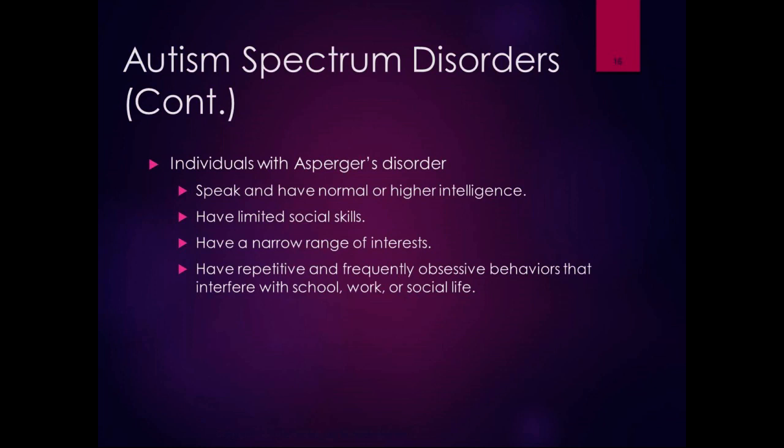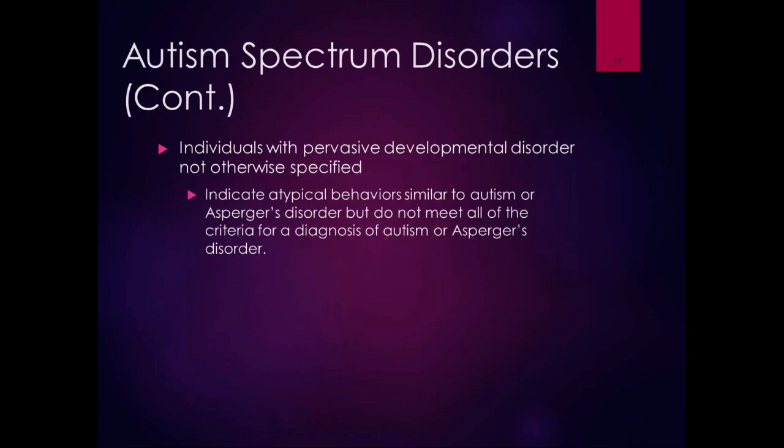Individuals with Asperger's speak and have normal or higher intelligence. They have limited social skills, a narrow range of interests, and repetitive and frequently obsessive behaviors that interfere with schoolwork or social life. Individuals with pervasive developmental disorder, not otherwise specified, have atypical behaviors similar to autism or Asperger's, but do not meet all of the criteria for a diagnosis of autism or Asperger's disorder.